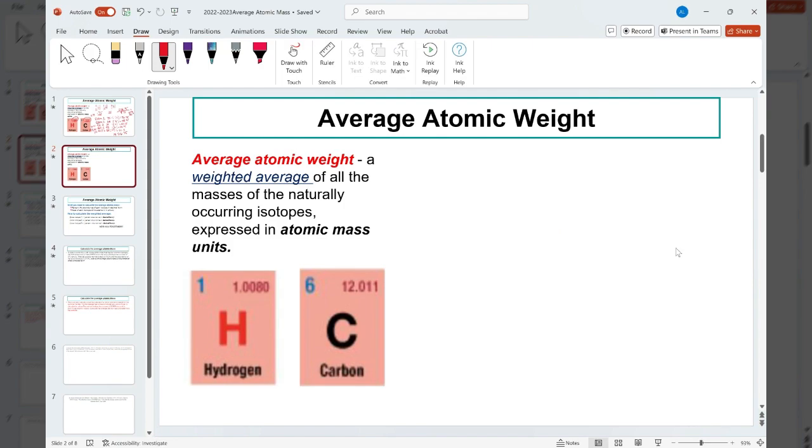Okay, let's look at carbon. Carbon has 3 isotopes. So we have carbon 12, carbon 13, and carbon 14. So each of these are carbon. Of course, carbon 12 is going to have 6 neutrons. Carbon 13 is going to have 7 neutrons, and carbon 14 will have 8 neutrons. So that means each of them has a different mass. So carbon 12 has a mass of 12.000.